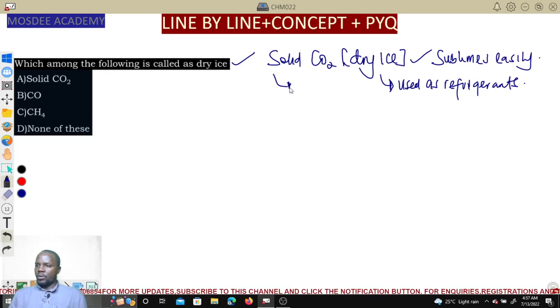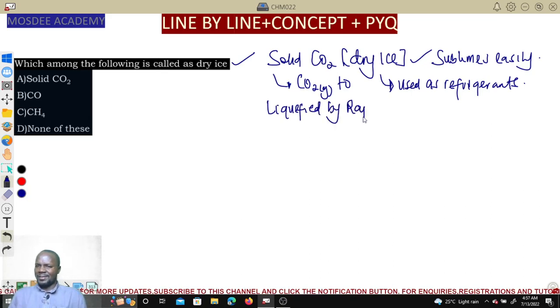Liquefaction. So now when you allow CO2 gas to liquefy, liquefied by rapid expansion. Excuse my spelling, guys. So I just want to talk about what is needed.